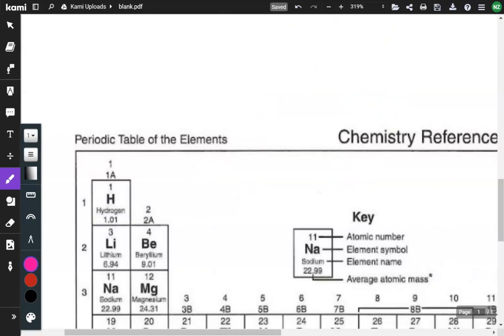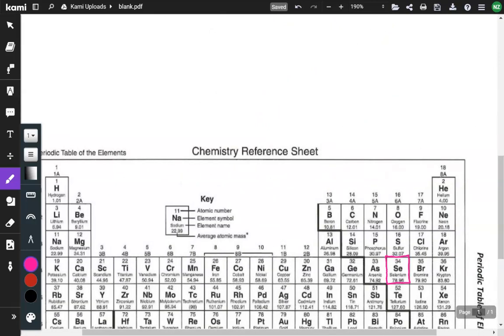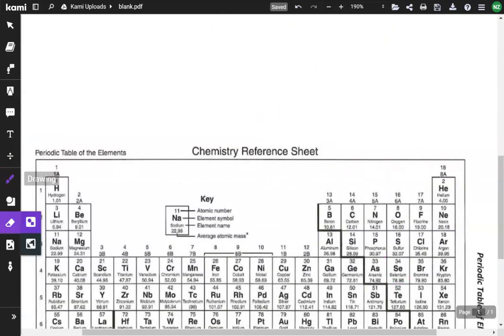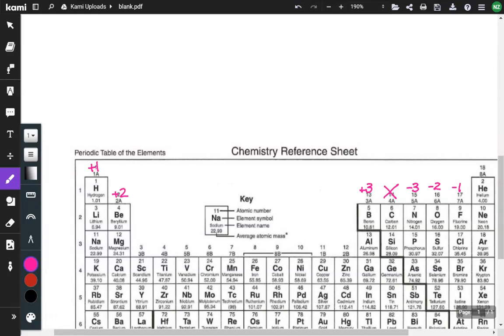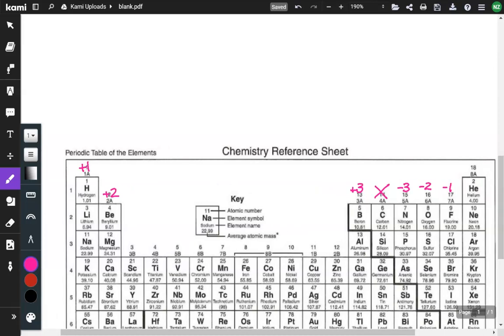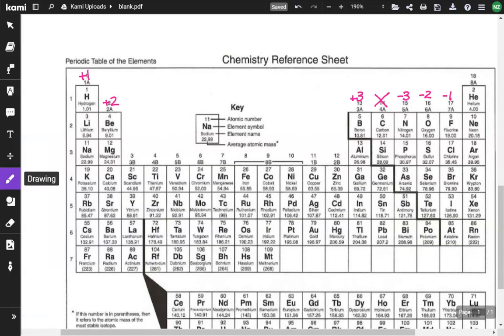So, in summary, going across the periodic table, these are the charges. We have +1, +2, +3. We're going to skip this one. -3, -2, -1. Okay, and remember, the noble gases have 8. They're already cool. They don't need any more valence electrons.